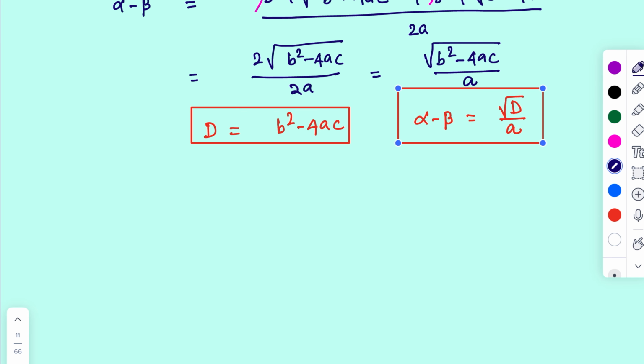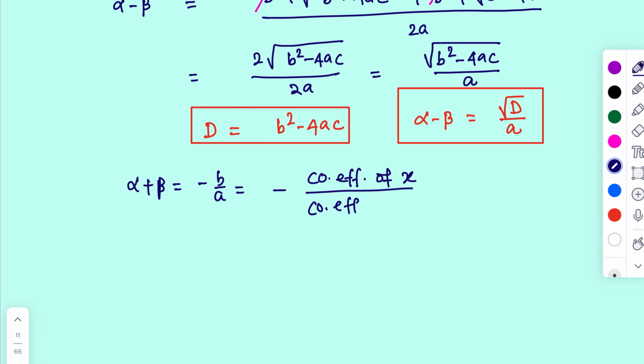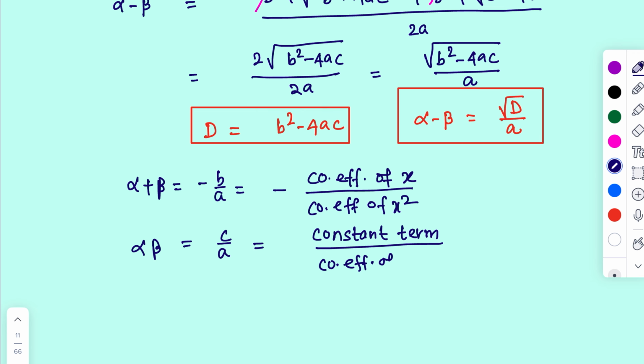a. So what we learnt actually, one is alpha plus beta, which is equal to minus b by a, that is equal to minus coefficient of x divided by coefficient of x square. Similarly, alpha into beta is equal to c by a, which is equal to the constant term, that is coefficient of x to the power 0, divided by coefficient of x square.